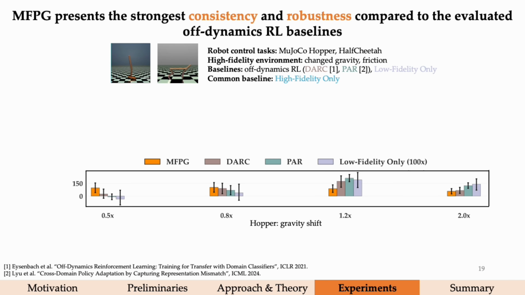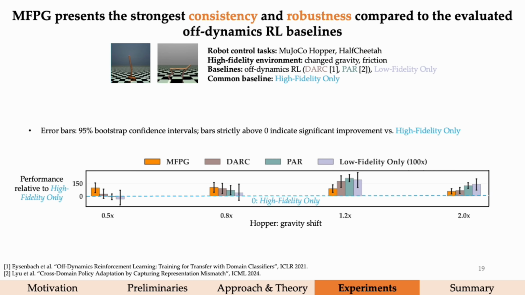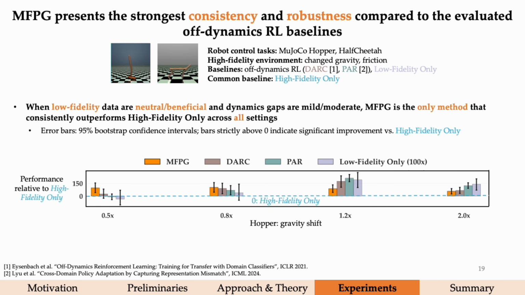This plot shows the Hopper task under different gravity shift levels. The y-axis is the performance difference relative to high-fidelity only, estimated via bootstrapping, so the zero line corresponds to high-fidelity only. Error bars show 95% bootstrap confidence intervals. Bars strictly above zero indicate a statistically significant improvement over high-fidelity only. In these settings, low-fidelity only does not significantly underperform high-fidelity only, suggesting the low-fidelity data are non-harmful here. MFPG is the only evaluated method that consistently improves over high-fidelity only across all settings.